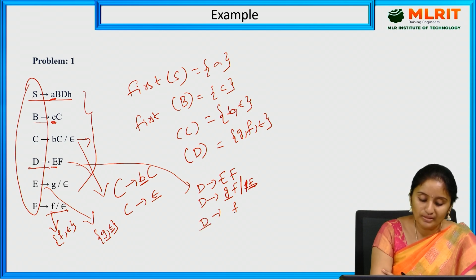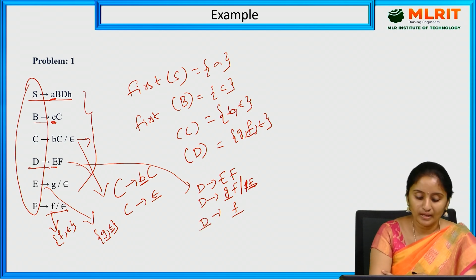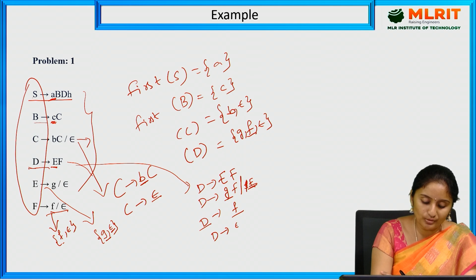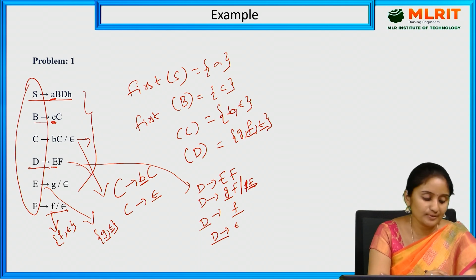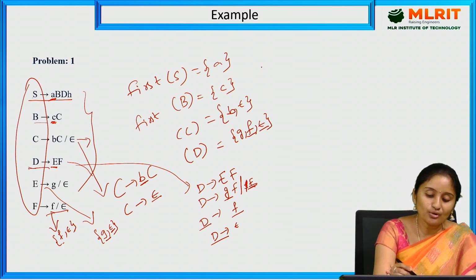So nothing but first of D, what I am having? F. The second time I am using D, D produces epsilon. First of D, what I am having? Epsilon. So first of D is nothing but G, F, epsilon. So the next one, first of E.